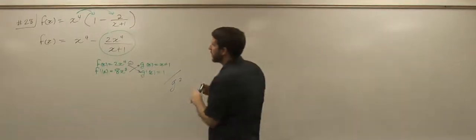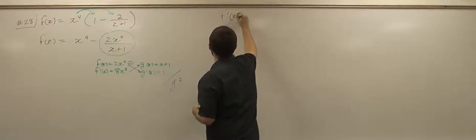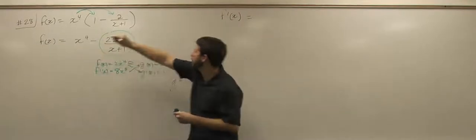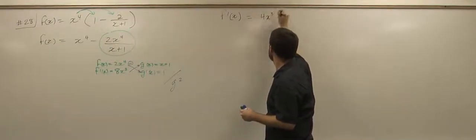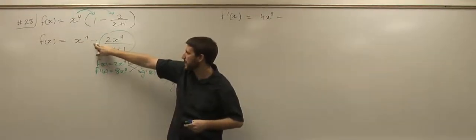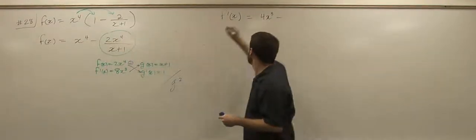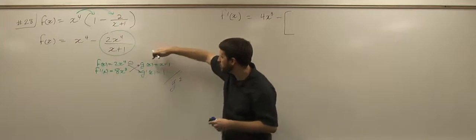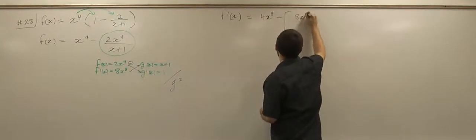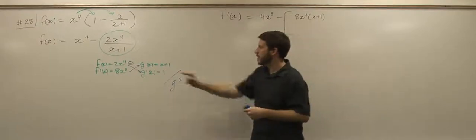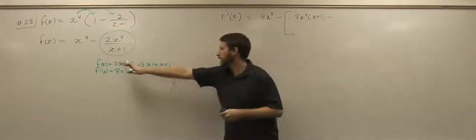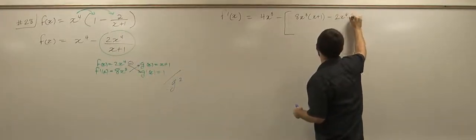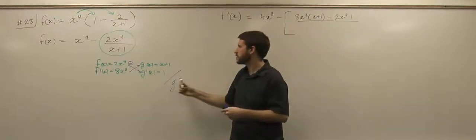So f prime of x will equal, let me do this guy while I'm at it. The derivative of x to the fourth is 4x cubed. Minus, because I'm just copying down this minus, then I have to actually apply my quotient rule here. So this whole thing I'm going to do quotient rule to, which will give me 8x cubed times x plus 1, minus f times the derivative of g, so 2x to the fourth times 1, over g squared.